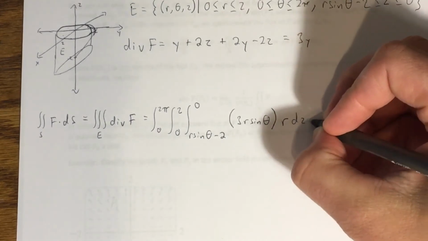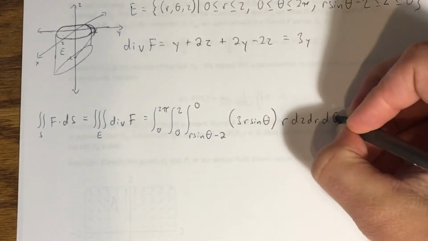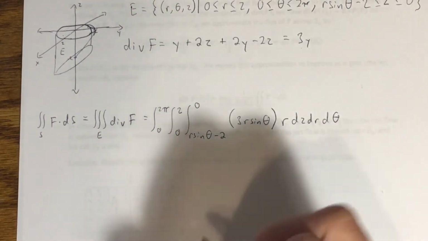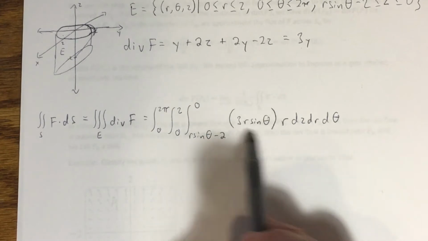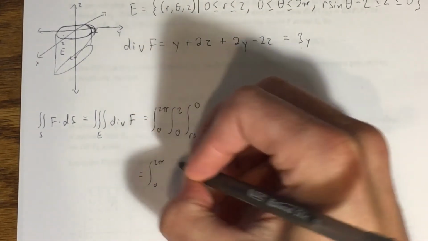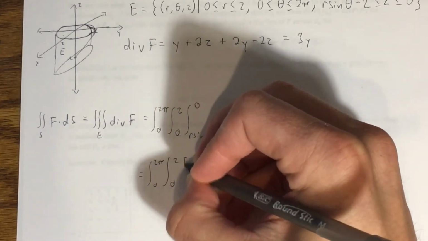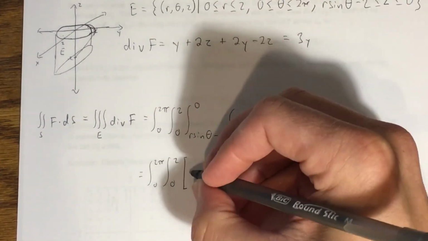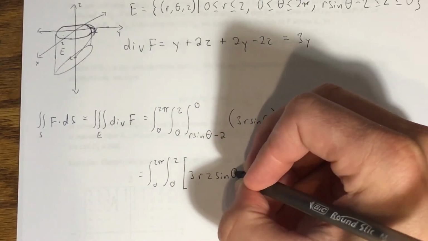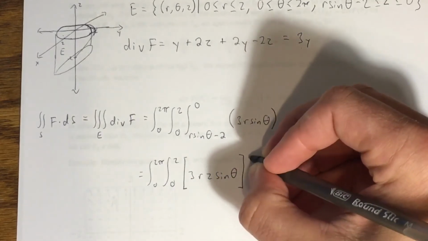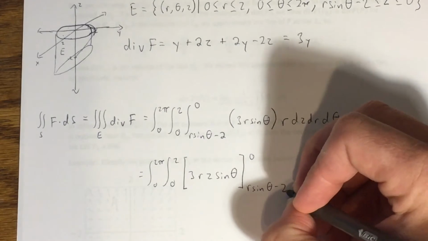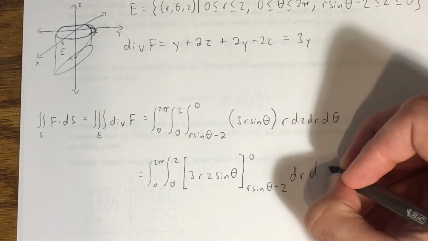This is going to be dz, dr, d theta here. Okay. So let's begin with the inner integral. Notice dz is the only thing with a z in it. So this becomes integral from 0 to 2 pi, integral from 0 to 2 of 3r, let's put the z here, sine of theta, from 0 to r sine of theta minus 2 dr d theta.